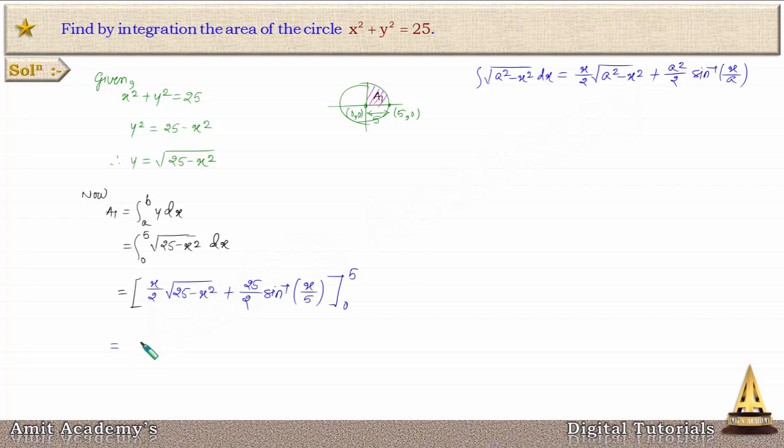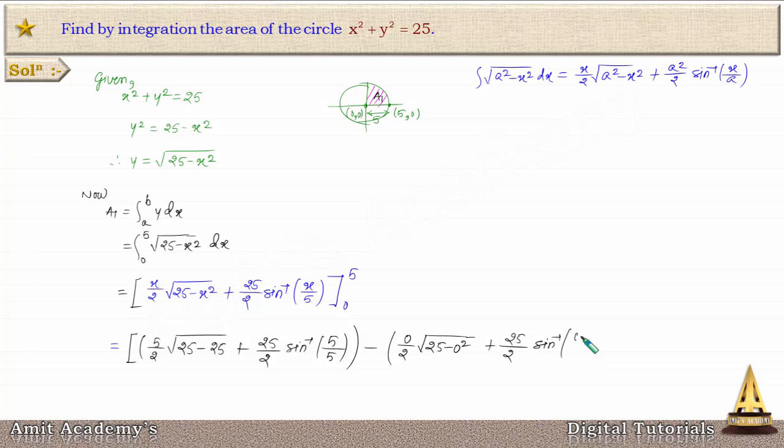So it is equal to, in square bracket. Now for this x, first we have to put the upper limit, that is 5. So I'll get 5 by 2 under root 25 minus 5 square is 25 plus 25 by 2 sine inverse x is 5 upon 5, minus, now for this x we have to put the lower limit, that is 0. So I can write 0 by 2 root 25 minus 0 square plus 25 by 2 sine inverse 0 by 5, square bracket complete.